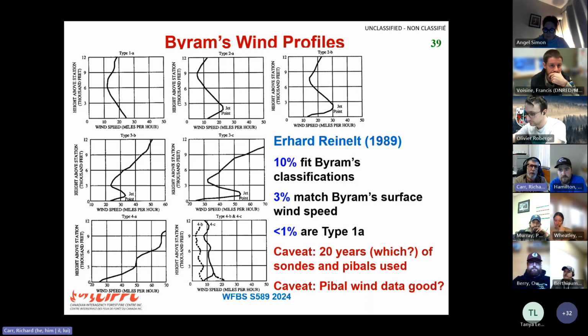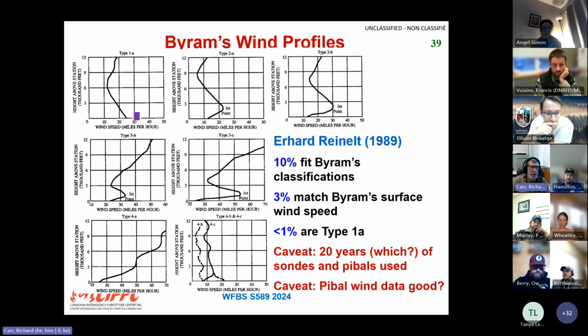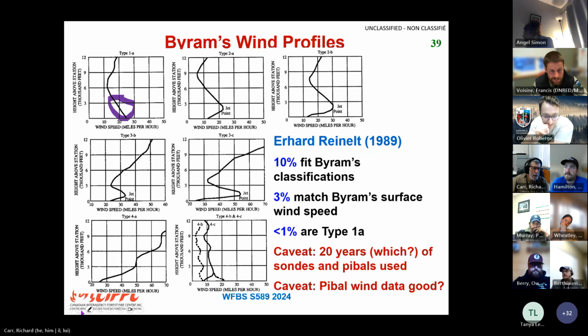So Byram identified about half a dozen profiles here. There's actually 7, but I've got kind of A's and B's and C's listed. So 7 of them. Usually the lower numbers are more indicative of severe fire activity being likely. So 1A, fairly good surface wind. These are in miles per hour, so a little bit of a conversion to get to kilometers per hour. But fairly moderate breeze at the surface, and then it kind of tapers off a bit and increases again once you get up into that over 6,000 feet, a couple thousand meters up above the surface and higher.